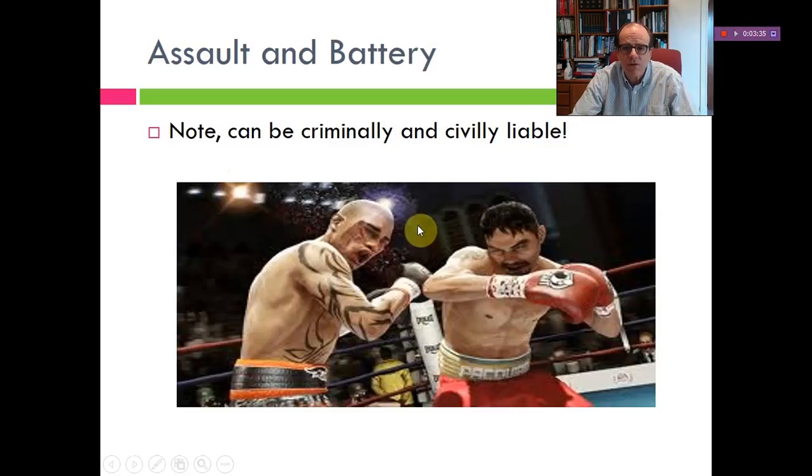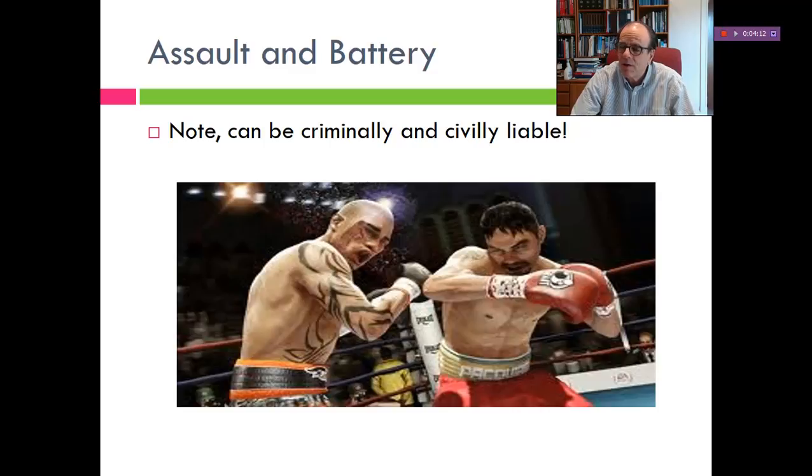Let's look at assault and battery. So I think this is some video game that I pulled this off of. I don't have any attribution. Pretty bad. Assault and battery, and I think we need to always note this, that a lot of this follows the negligence stuff. We could be both criminally liable and civilly liable. We may do time for this, or the individual we're talking about might do time for this, or we might be civilly liable. And we're going to use the same standards.